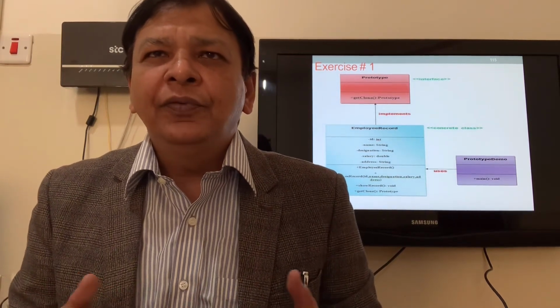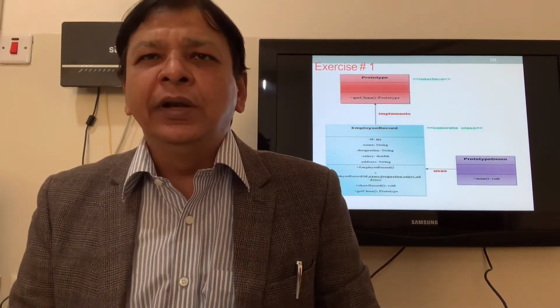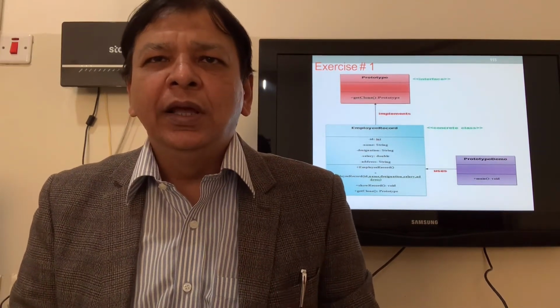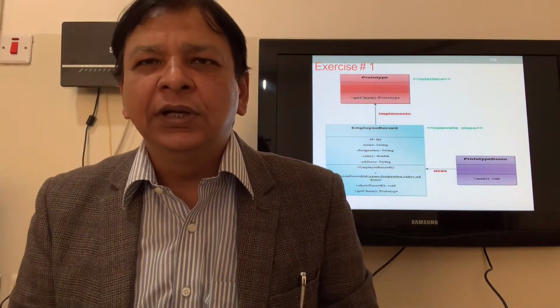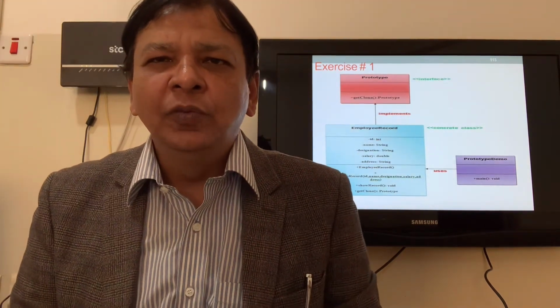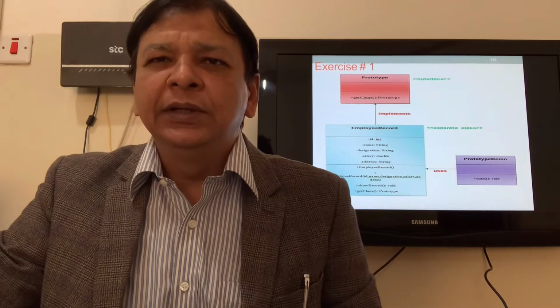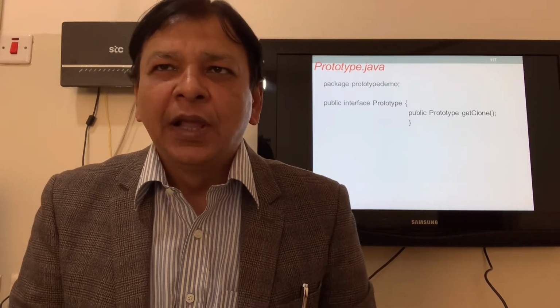Then you have prototype pattern implementation. So we have prototype, get clone interface, and then employee record, ID, name, designation, salary, address, and then we have employee record constructor. Then we have overloading employee record, and then we have show method. So then you have the main method. So first we define interface prototype.java. So prototype demo is our package. Public interface prototype. Public prototype get clone method.